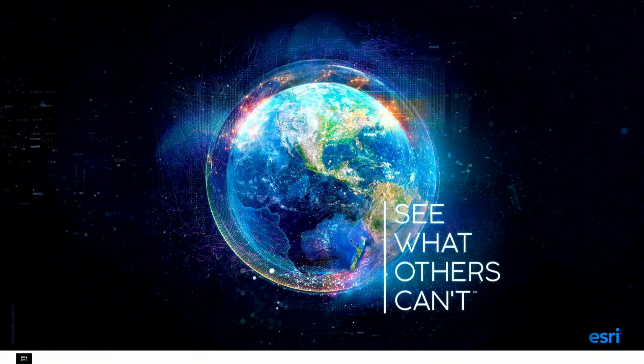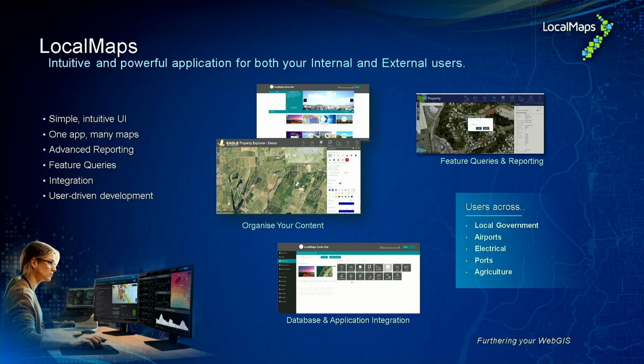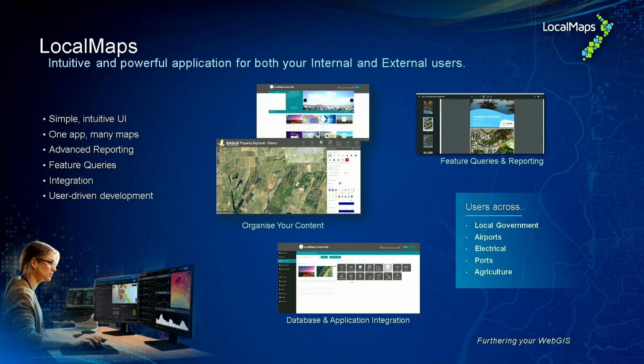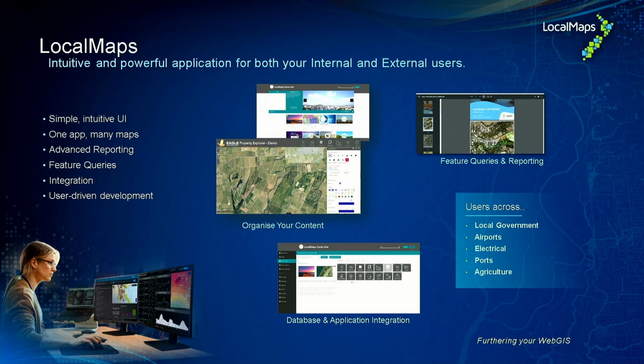Hello, everyone. To expand on what Scott mentioned, Local Maps is a powerful web-based solution for organizing, viewing, querying, and sharing your spatial data. It comes with an intuitive user interface, advanced reporting functionality, flexible configuration, and integration options. Feature queries can be configured on top of your web maps, which can give additional information to your end users through the Local Maps viewer. It is used widely in local government sectors, airports, utility, ports, and property sectors.